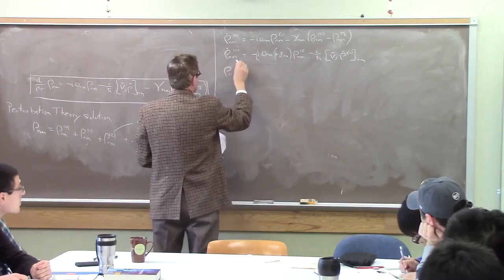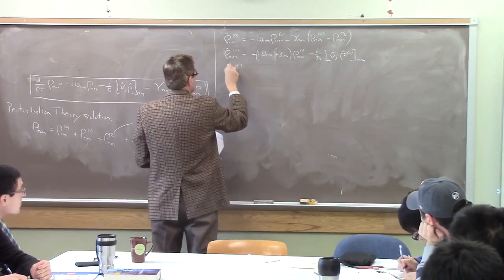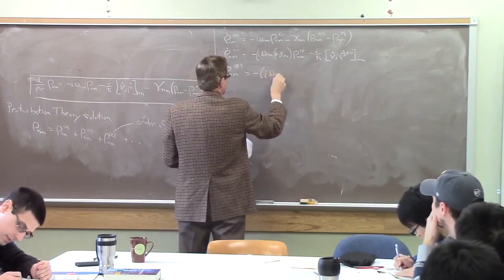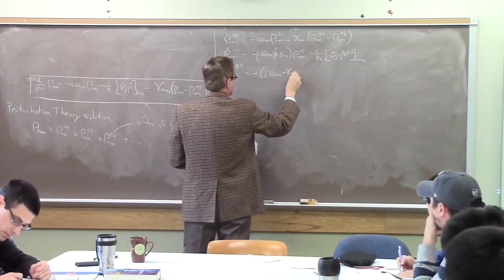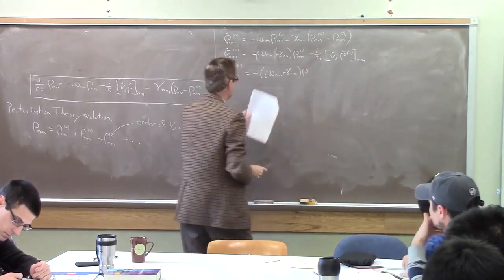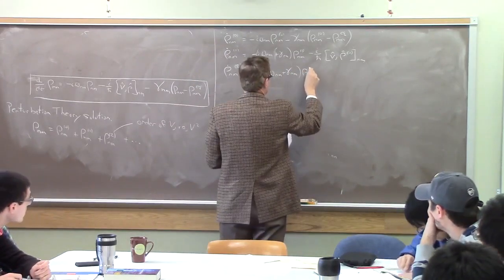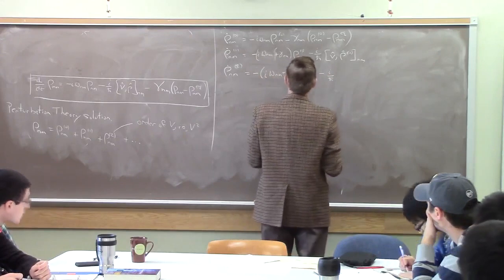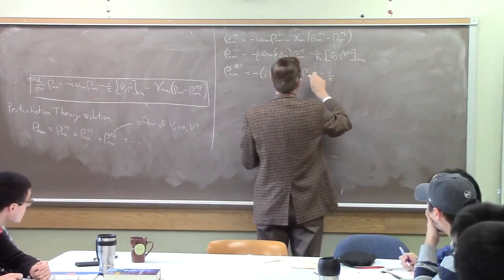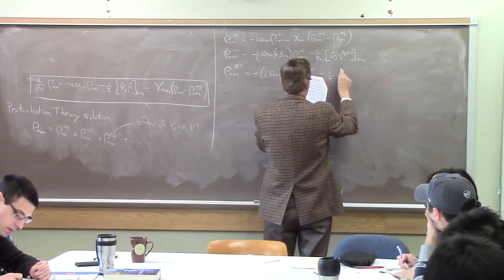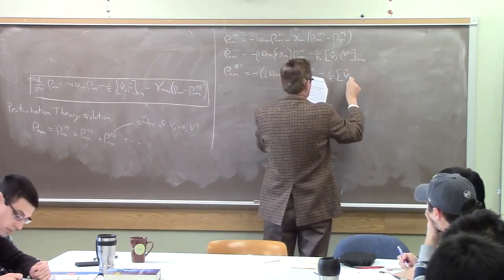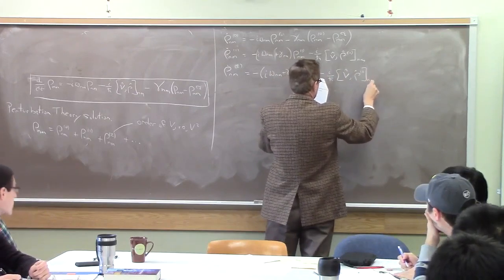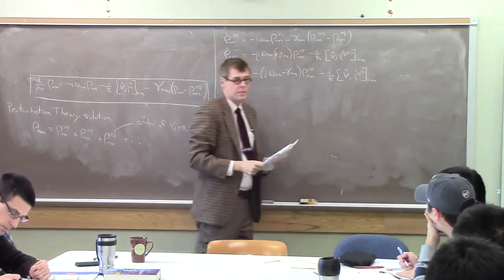Rho n m 2 dot is equal to minus (i omega n m plus gamma n m) rho n m 2 minus i over h bar, sorry, 2 i over h bar, V rho 1 n m, and the same thing up to higher orders.